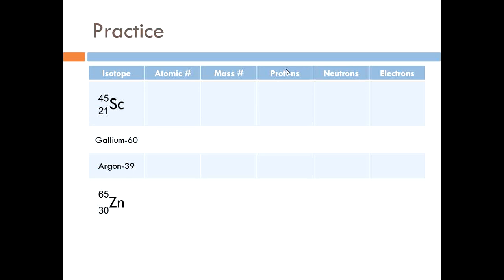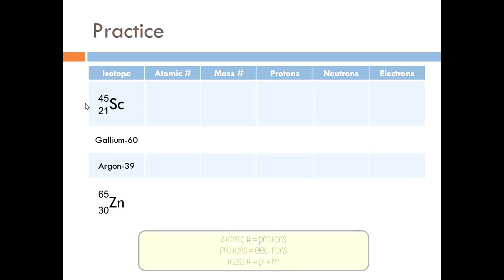Let's do these examples together. The way that the first example is written is that we have the symbol of the element, we have the atomic number, and then we have the mass number. You don't need to look at your periodic table at all because all the information you need is written right here on the screen or on your paper. So what is the atomic number of Sc? Sc is scandium. The atomic number is 21.